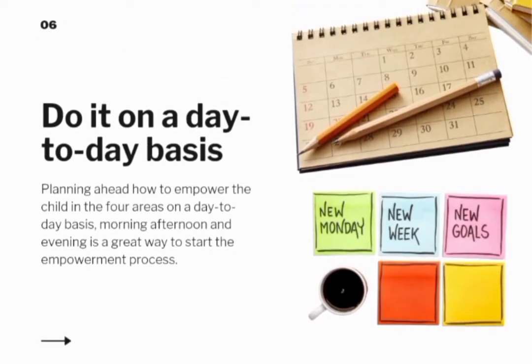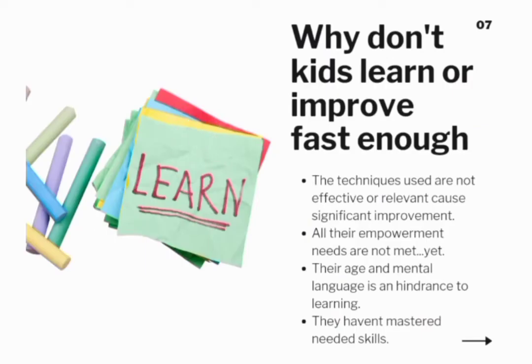Now you have to do it on a day-to-day basis. You have to plan ahead how to empower your child in the four areas on a day-to-day basis. For instance, you can motivate the child on a Monday morning. You can model for the child on Monday night. You can mentor the child on Monday afternoon. On Tuesday, you can also have your schedule or plan for either mentoring, motivating or modeling, as the case may be, or even multiplication. So it's all up to you. You can do it anyhow you want to.